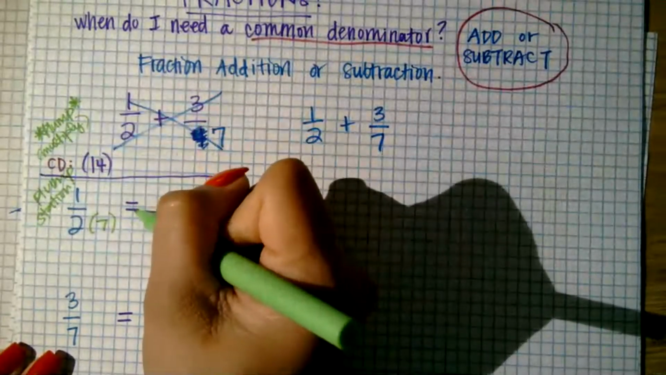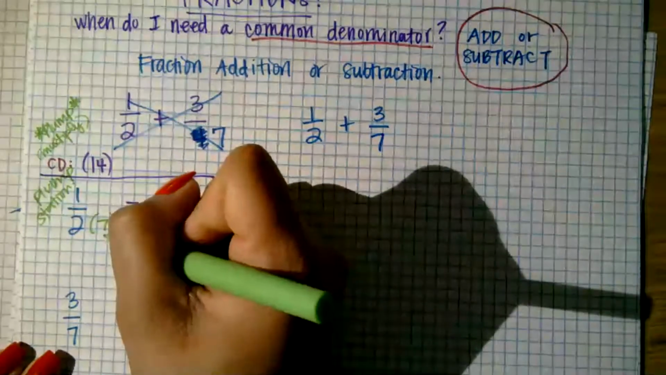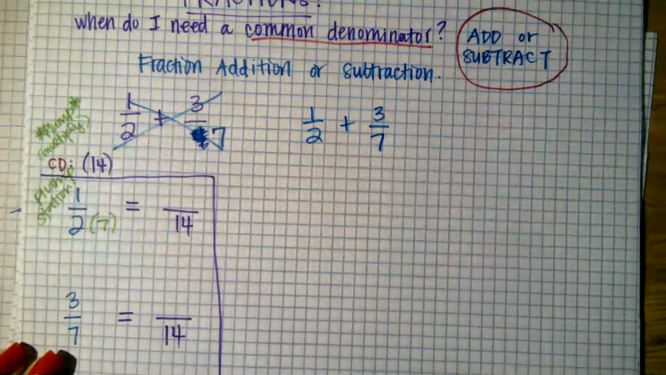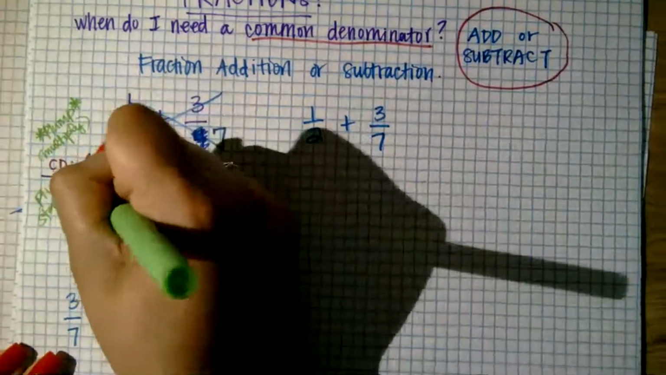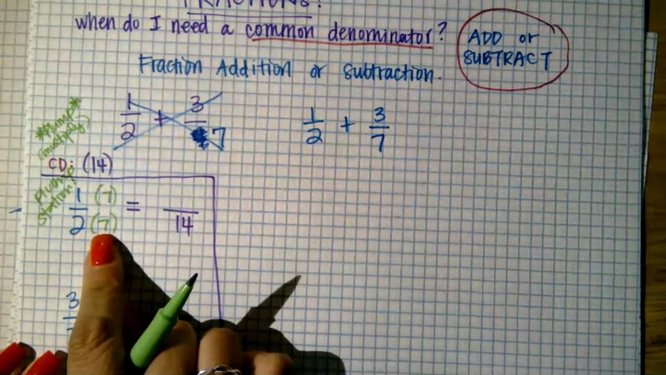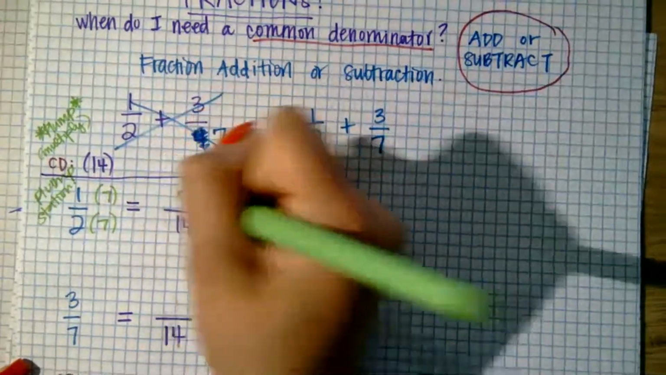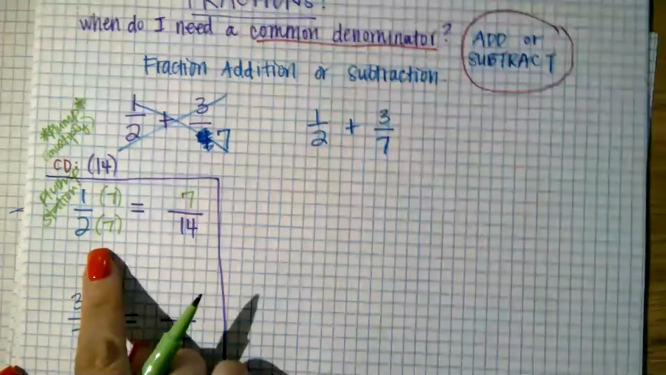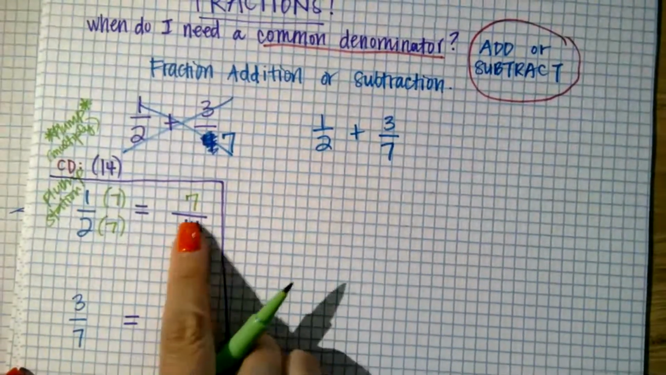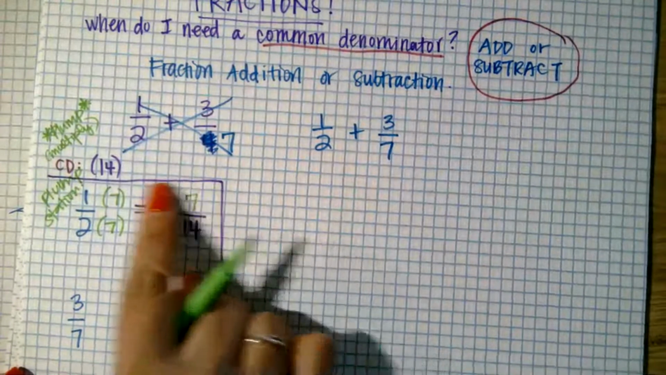But remember, I have equality here. So whatever I do to the bottom, I do to the top. So bam, bam. That's the only way that I'm going to be able to maintain this equality. So now what's 1 times 7? 7, right there. So tell me, is this true? Is 1/2 the same as 7/14? Yes, that ratio is still the same.